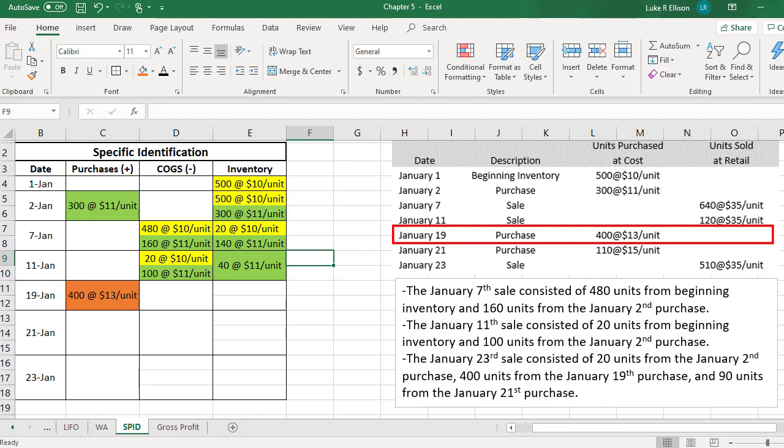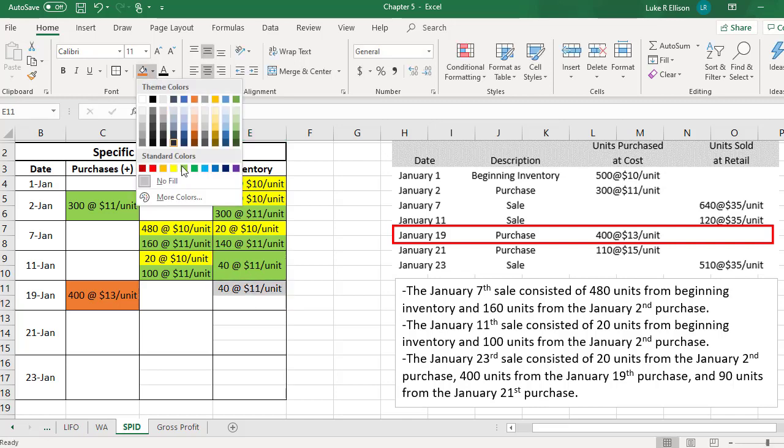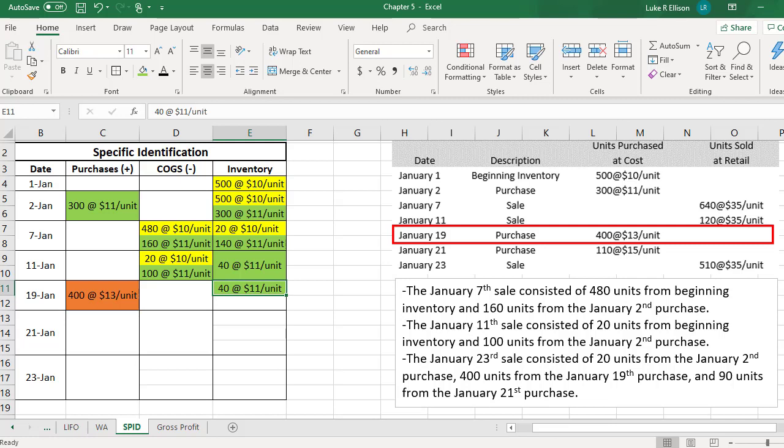Moving on to the inventory column, on January 11th, we had 40 units at $11 each. And since there were no sales, those units are still in our inventory, so we can copy them down for January 19th. Additionally, 400 units were purchased at $13 per unit, and since purchases are plus, we add them to our inventory column.